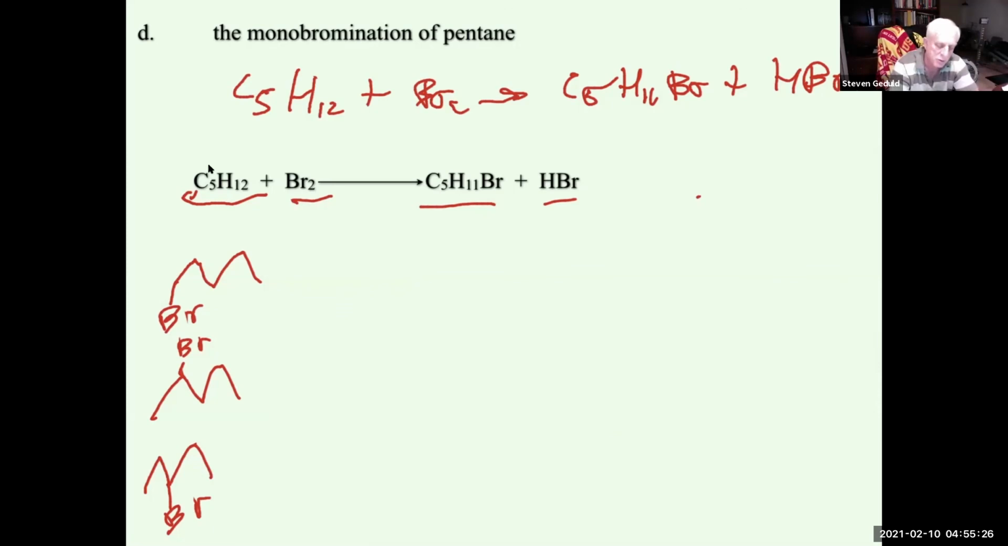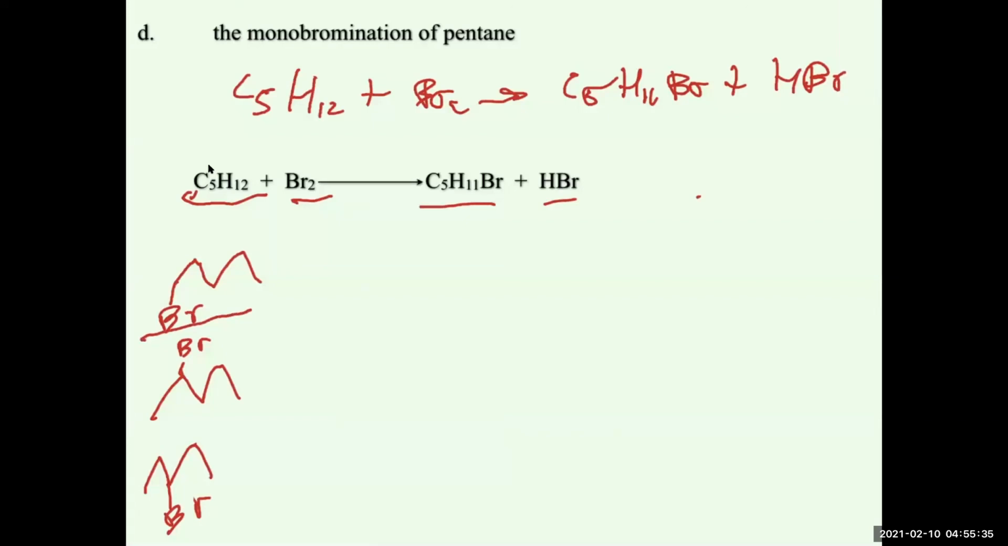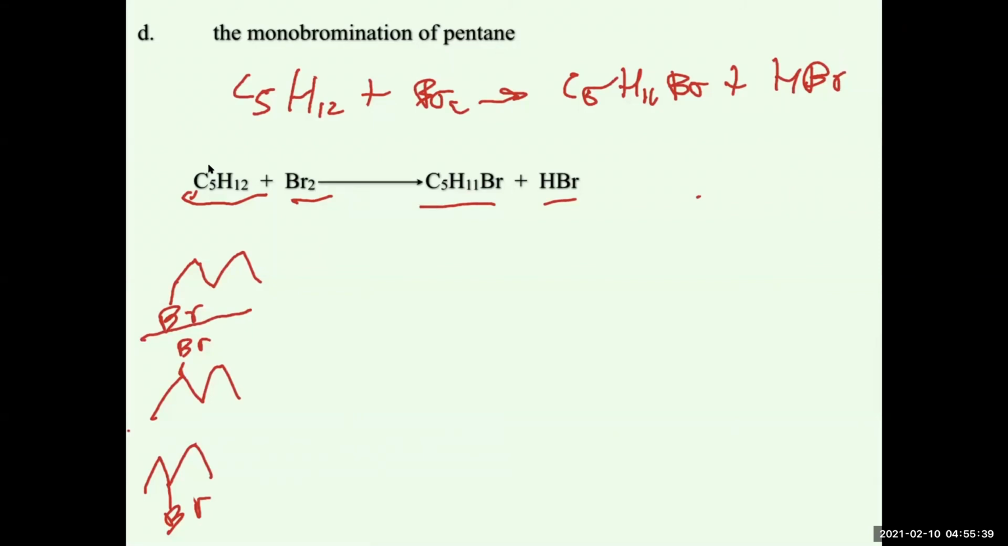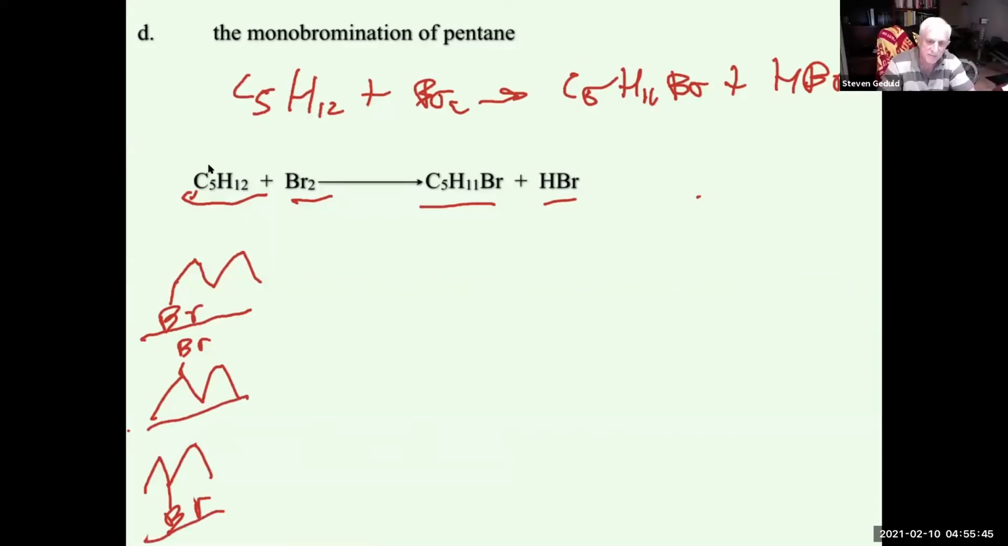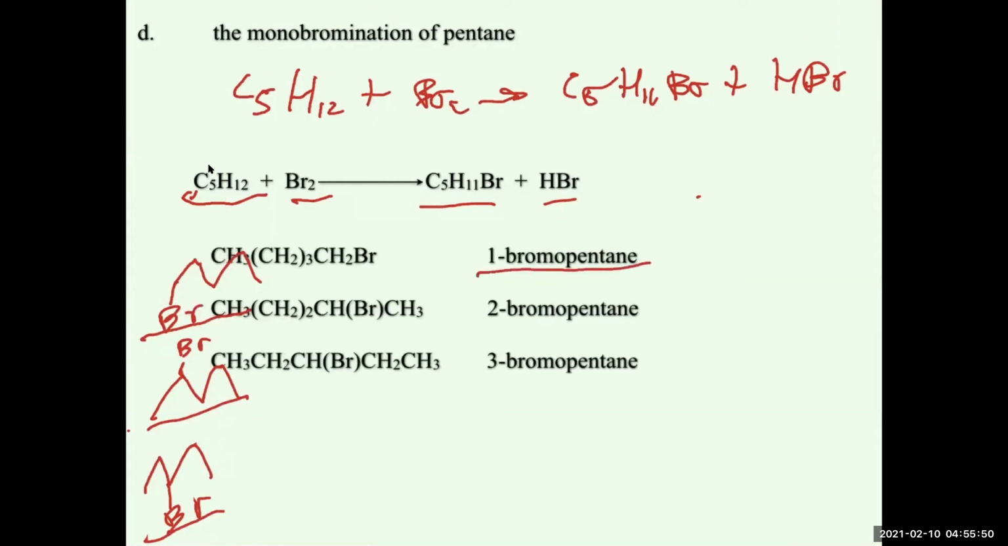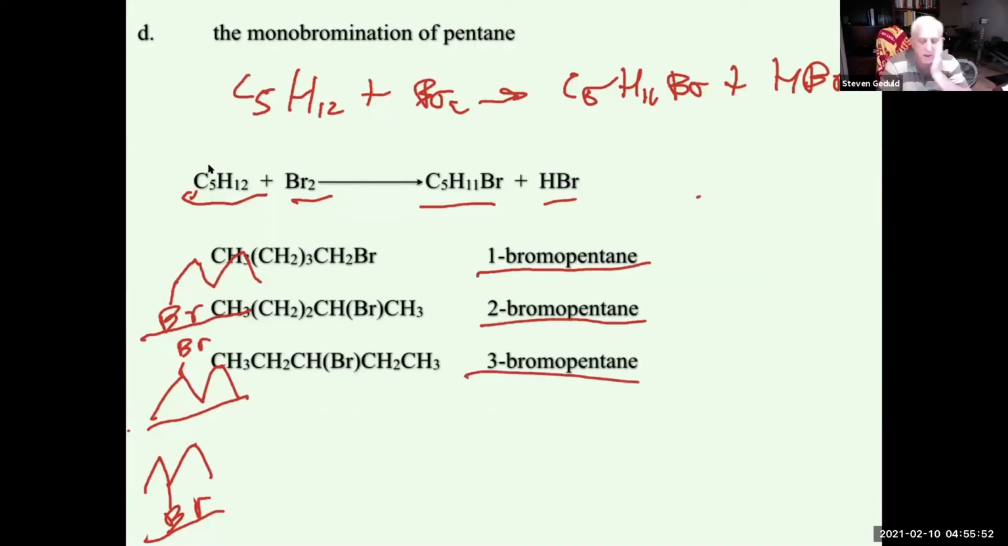So what would the name of the first one be? 1-bromopentane. Perfect. Second one, 2-bromopentane, and the third one, 3-bromopentane. You got it. That's it. So the bromine can attach to number 1 position, number 2 position, or number 3 position. So you have 3 different products that will form with the monobromation of pentane.